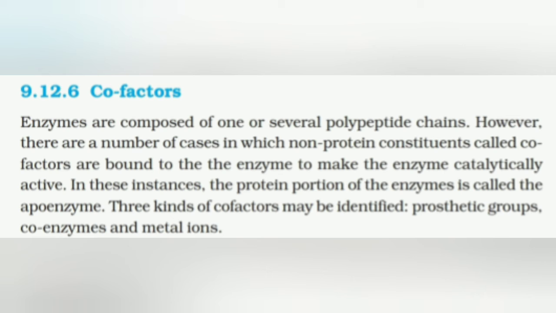There are 3 kinds of cofactors that may be identified: prosthetic group, coenzyme and metal ion. In this kind of enzyme जिनमें कोई ना कोई नॉन प्रोटीन कॉन्स्टिट्यूएंट चाहिए, उस पर्टिकुलर कैटेगरी ऑफ एंजाइम में एंजाइम पार्ट को एपोएंजाइम कहते हैं और कोफैक्टर 3 तरह के हैं.